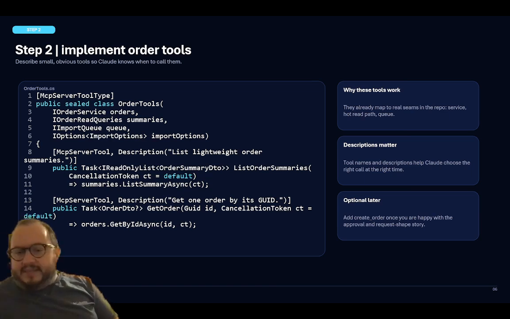The second tool gets one order by ID through IOrderService. That shows that the MCP server can reuse the same application service contract the HTTP API already trusts. The third tool queues the legacy import by creating an import job from the configured source table and pushing it into IImportQueue. That ties directly back to the earlier modernization story where we move blocking work behind a queue and worker. And I want to stress one more thing here. Descriptions matter. Tool names and descriptions are not decoration. They are how Claude decides what the tool is for and when it should call it. Small names, clear words, and predictable return shapes make the whole demo work better.